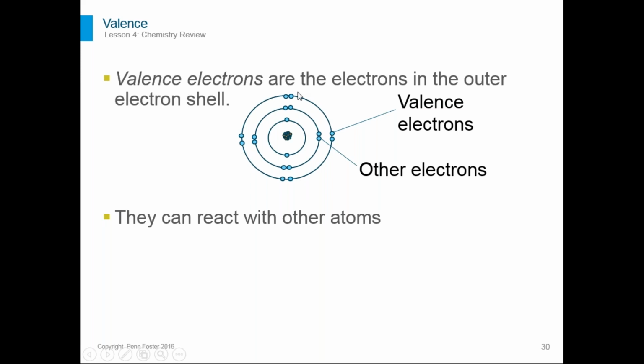So the ones that really matter are the ones on the outside, because those are the ones that can react with other things. So if this atom bumps into another atom, the electrons in the middle aren't going to do anything. It's the ones on the outside that will react. So those are called valence electrons. And those are very important.